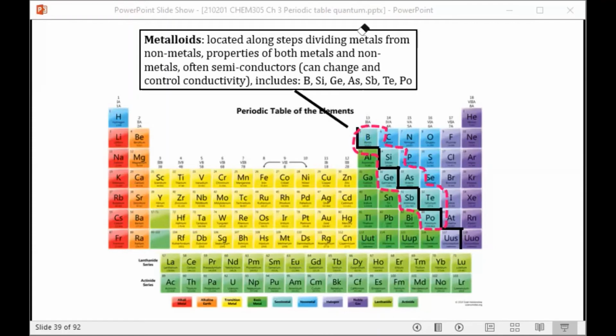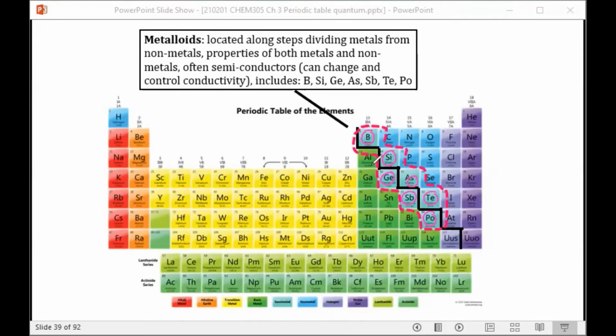Sorry, trying to find a really good way to highlight these. So they include boron, silicon, germanium, arsenic, antimony, tellurium, and polonium. So these are the metalloids. And like I said, they're pretty much along the dividing line.